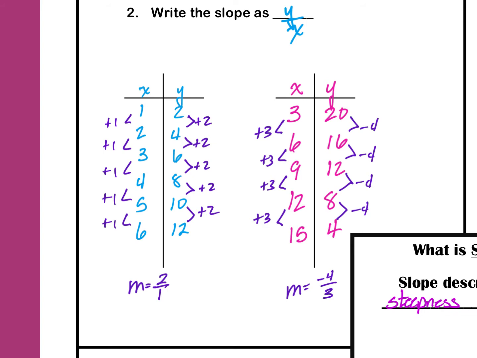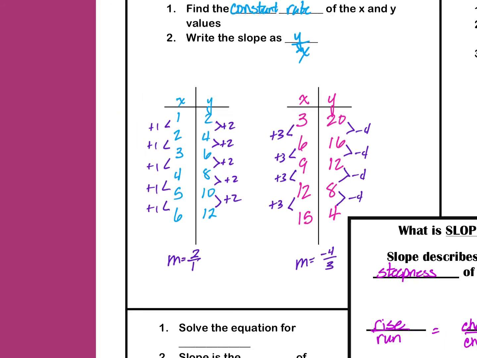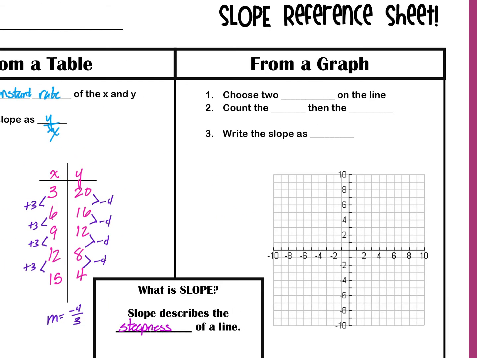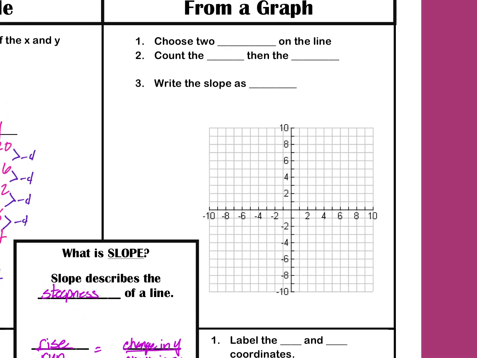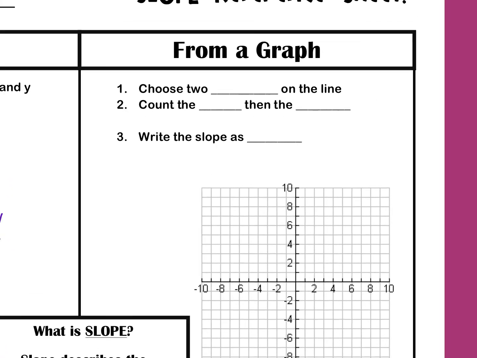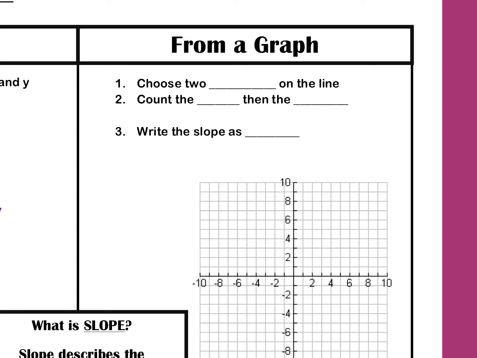All right, so is that okay with the table? Not too bad? We're okay with that? Okay, so now let's go to from a graph. I think you guys know how to do this one. This is pretty good. So from a graph, how am I going to find slope? I'm going to choose 2 points on the line. And then I'm going to count the rise and then the run. And write slope as y over x.